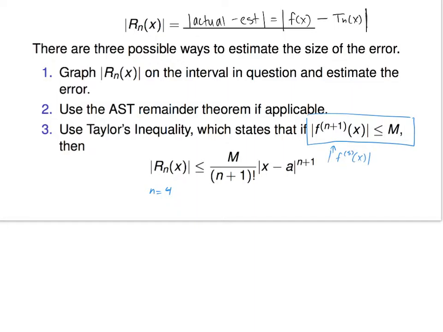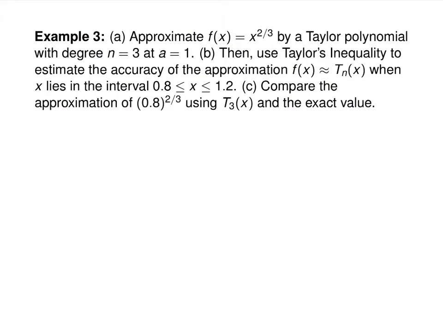Maybe it's an easy function you can look at and say, on my interval that I care about, when is this thing the biggest? And then you also look at when x minus a to the n plus 1 is the biggest. I think the easiest way to do this is with an example, because there's a lot of numbers there and you need to see specifically what they mean. So let's do one.